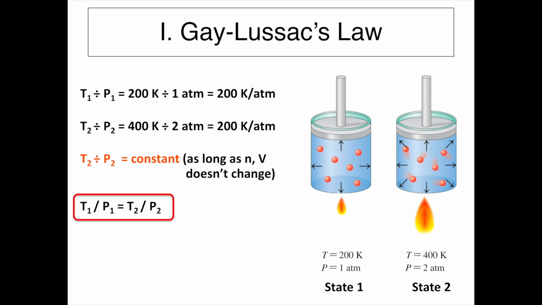Okay, now as always, this is a fraction in an equality, so we can always say the flipped is also true. We can put pressure on top instead of temperature. We can say that pressure over temperature in state 1 is equal to pressure over temperature in state 2. Either of these laws will be useful. Remember, we want to use the law that is most helpful for us when we rearrange the equation.